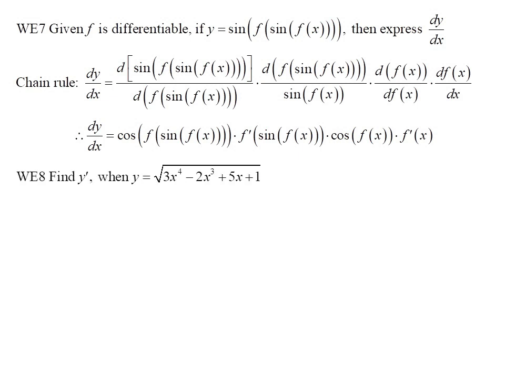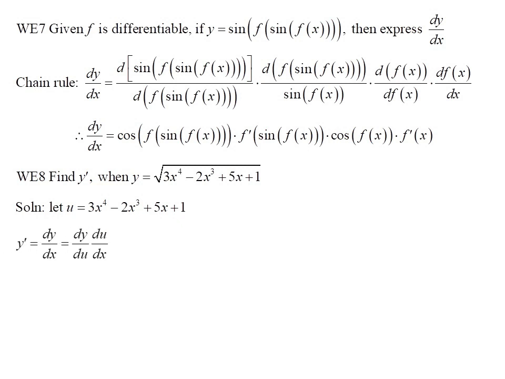Example 8 is to find the derivative function of y equals the square root of 3x^4 minus 2x^3 plus 5x plus 1. We may start by introducing a variable u, which equals 3x^4 minus 2x^3 plus 5x plus 1. Then we apply the chain rule to this function.